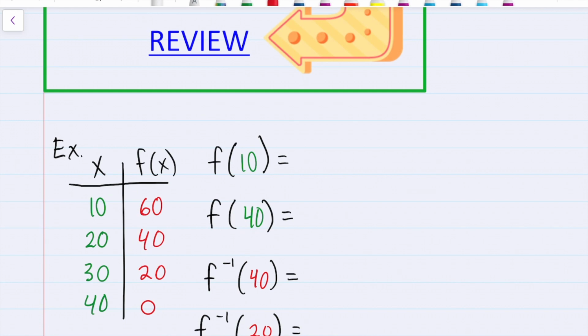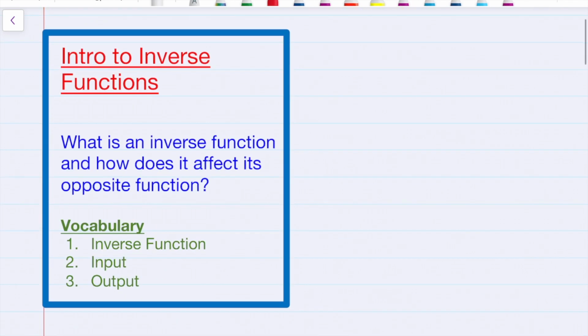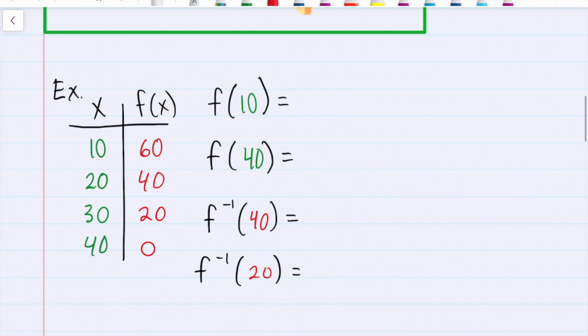When it comes to inverse functions, it's actually pretty simple, guys. Inverse means something that is flipped, the opposite. So here, guys, we have a table that represents the x and the y, also known as the f of x. When you put an x of 10, I get a 60 as an answer. So, in this function, this is the original function f.